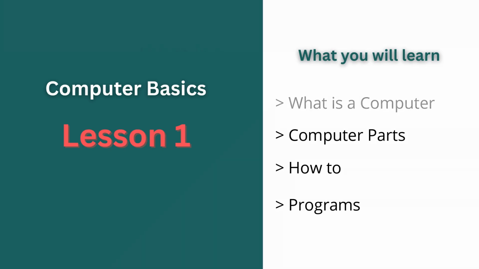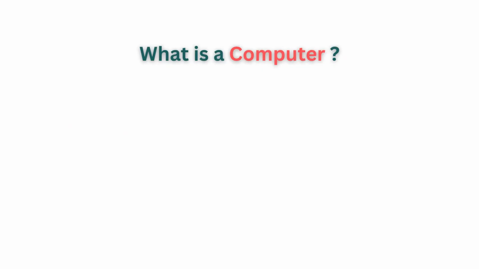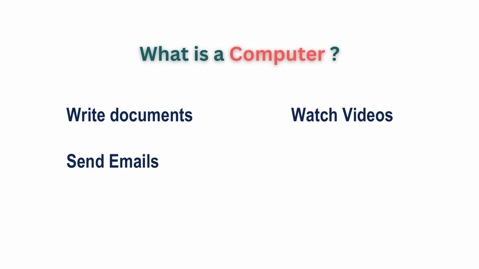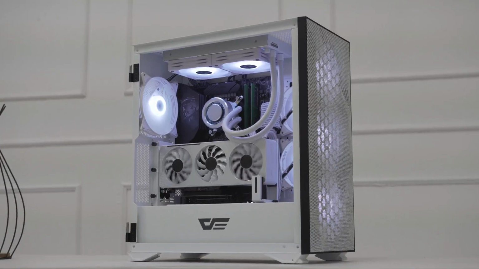So, what exactly is a computer? A computer is a smart machine that helps you do many things, like write documents, send emails, watch videos, or browse the internet. It follows your instructions and gets the job done quickly and efficiently.